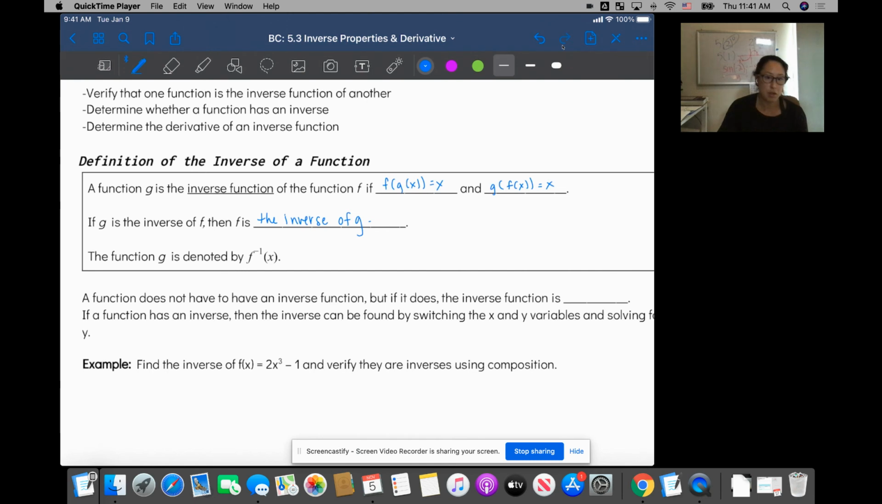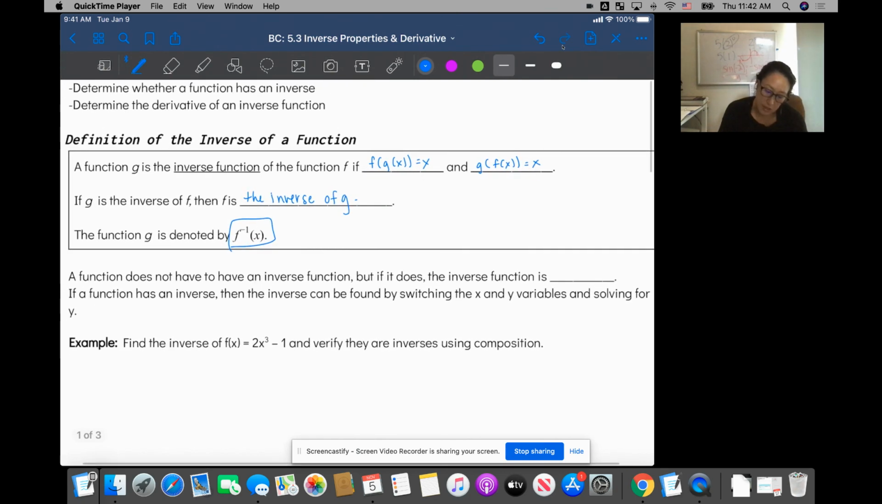Okay, and then remember that we denote an inverse by writing f inverse. All right, so a function does not have to have an inverse, but if it does, then the inverse is a unique function. And if a function has an inverse, then the inverse can be found by switching the x and the y and then solving for y.